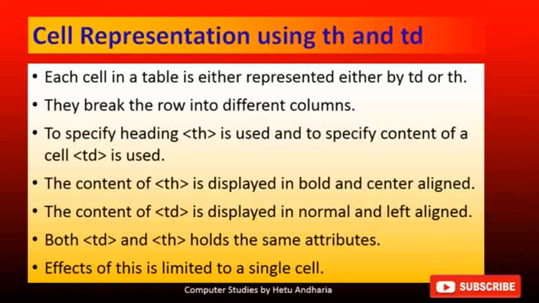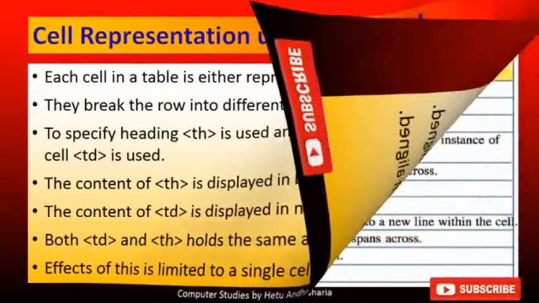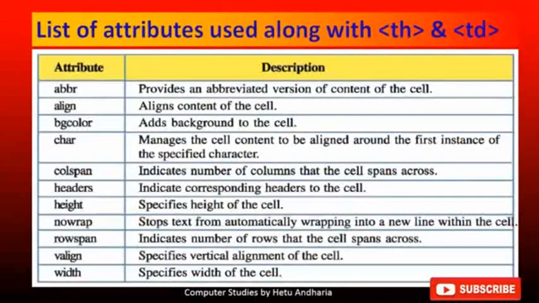The effect is limited only to a single cell. Just now we learned that we had to change the color of only one cell. Then we wrote bgcolor is equal to red and bgcolor is equal to blue in each individual TH. These are the list of attributes which can be used along with the TH tag or TD tag. You should know all the attributes because they could be asked in MCQs also.